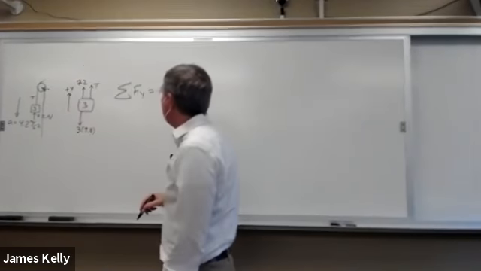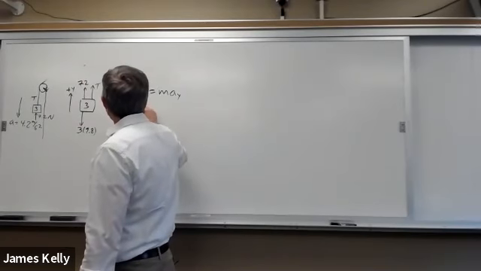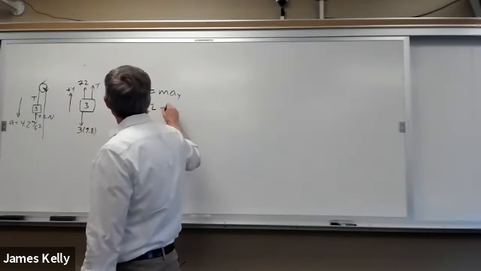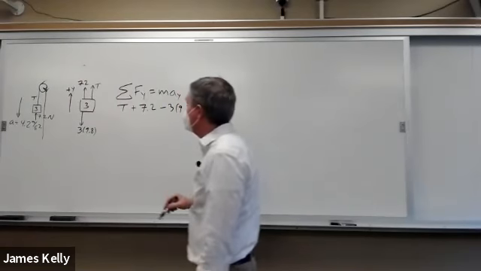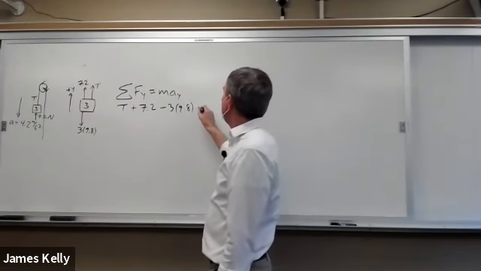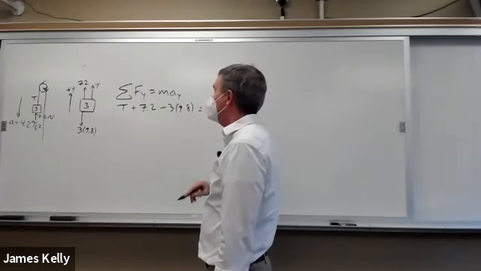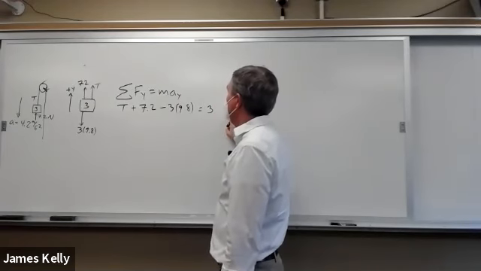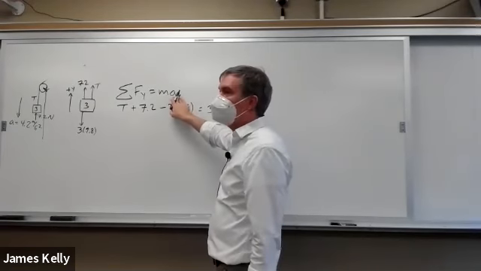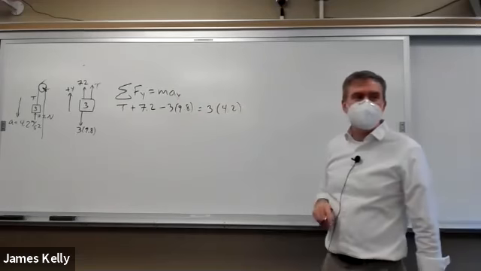We've got three forces with y components. T plus 7.2 minus 3 times 9.8. The weight is the negative y component. That's equal to the mass in the free body diagram times the resulting acceleration y component. What's wrong if I do this and solve for T?